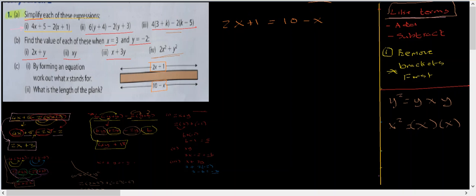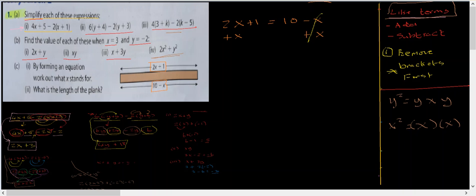So in order to get rid of minus x, if I want to cancel this out or change minus x to 0, this is minus 1x, so what I have to do is plus x. Now if I add an x on this side, I have to add an x on this side. So minus x plus x will just cancel out.